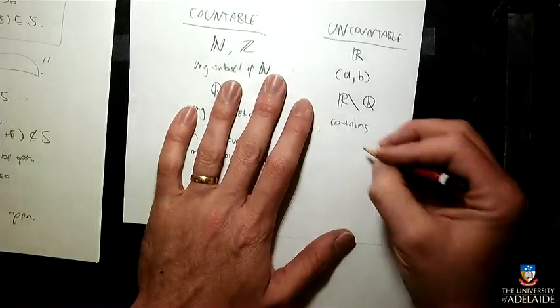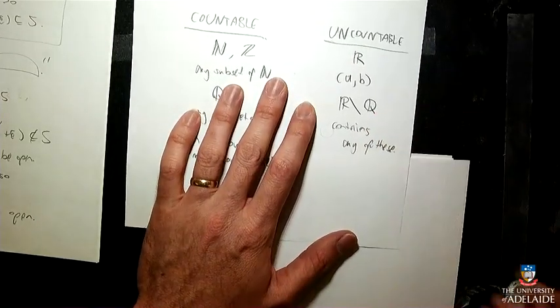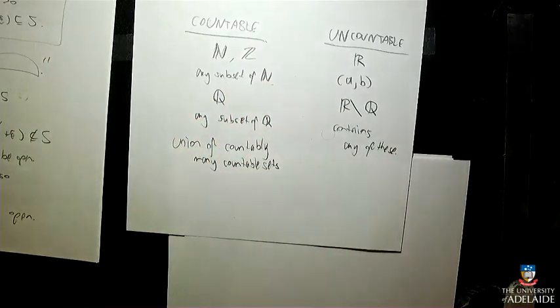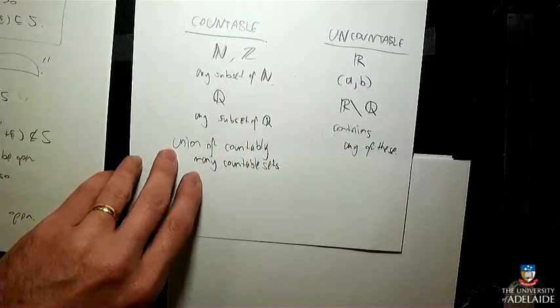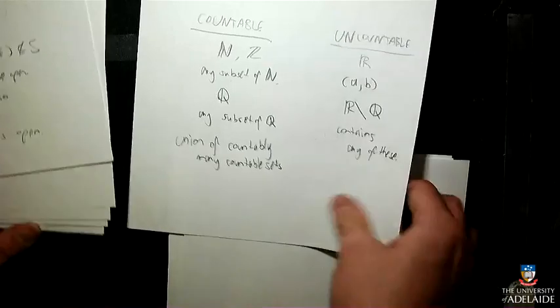Contains any of these, right? Yes. Not finite. It cannot be put in one-to-one correspondence with any set of the numbers from 1 to n, where n is a natural number. Write that, please.